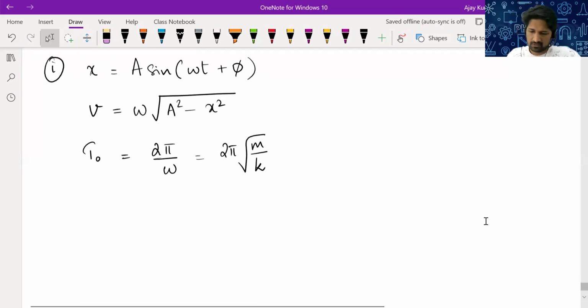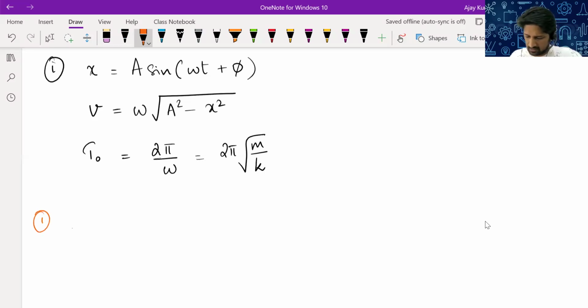Let's take one problem based on this. Suppose there's an object oscillating between the positions minus 20 centimeters and plus 20 centimeters, 0 being the mean position. And let's say initially the object is at the positive extreme. So at t is equal to 0, the object was here and it was released from here. Now there's a restoring force acting on it, so it will start oscillating.